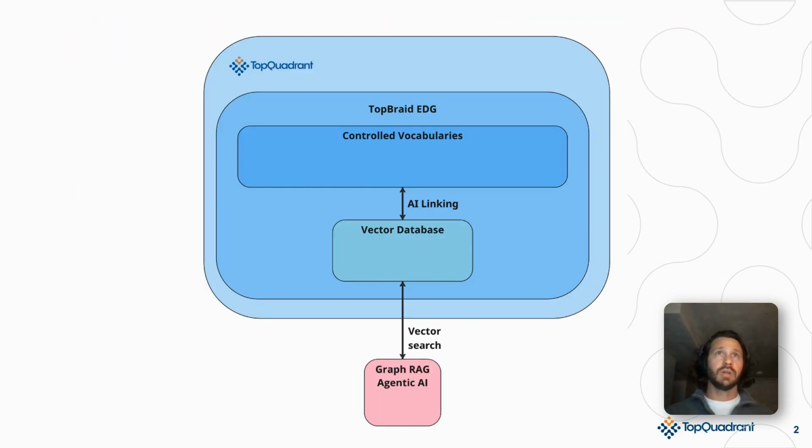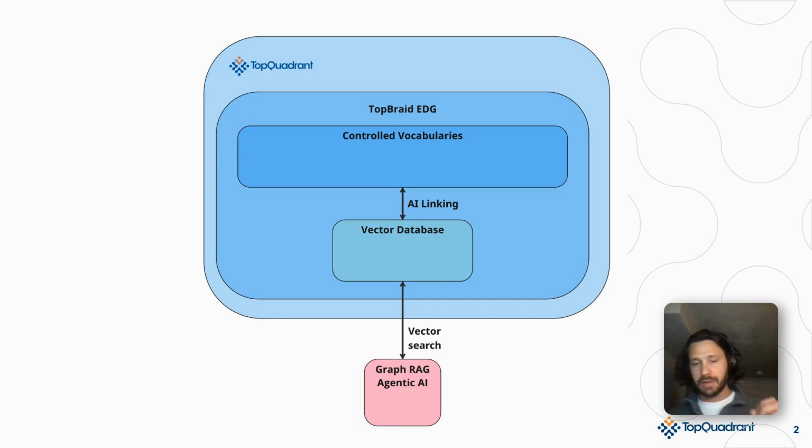Quick visual of what that looks like: here we see TopBraid Edge, a product of TopQuadrant, and within our architecture now we have this vector database. Those two things are connected. That's where the AI linking comes in. It's called this over here. It's called this in Germany. Those are the same thing. AI can provide a suggestion, and then it's up to the human user to either accept or reject that suggestion.